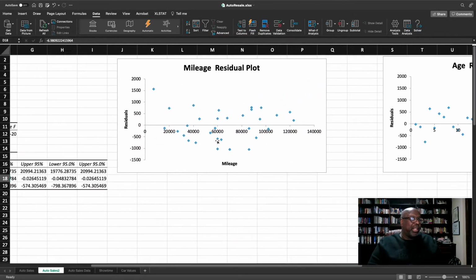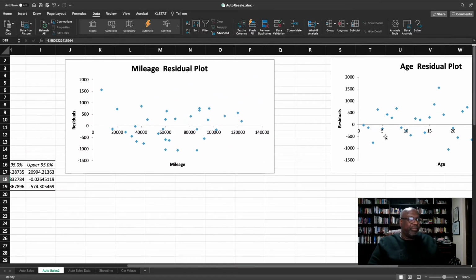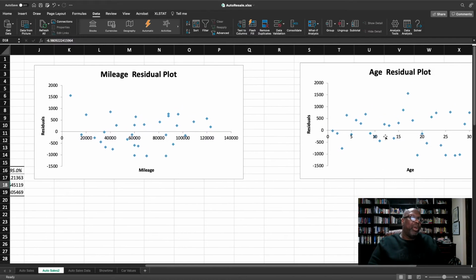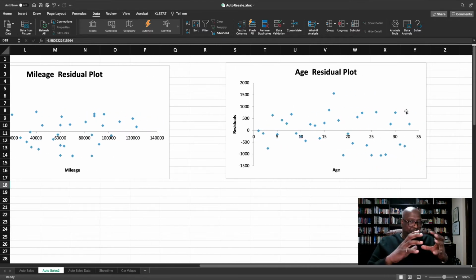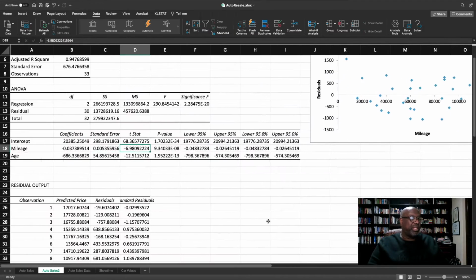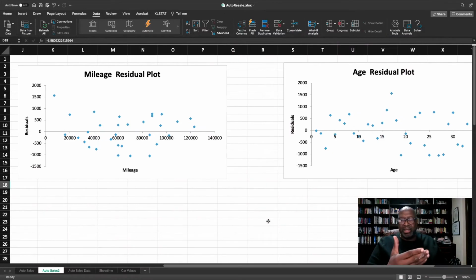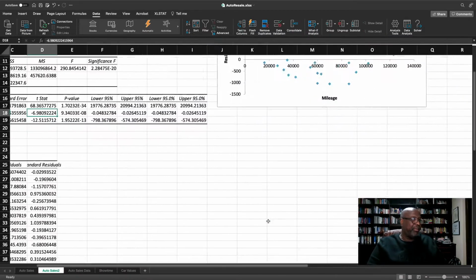Okay, we look at the residual plots against the age and against mileage, and what that helps us do is to determine whether or not the residuals are randomly distributed about 0, in which case the assumption that the errors are normally distributed about the mean 0 is a reasonable assumption. I don't see any particular patterns. What you're doing is you're looking for patterns.